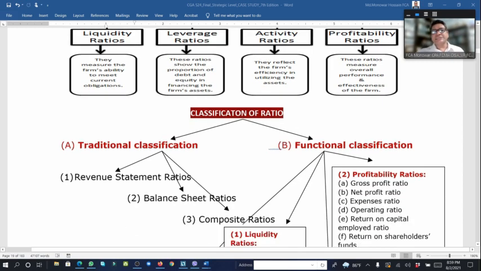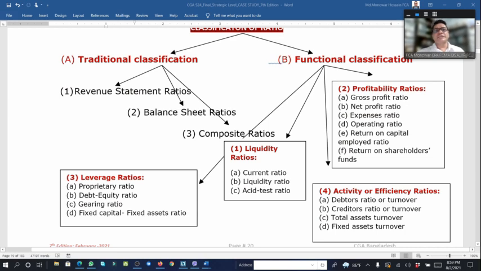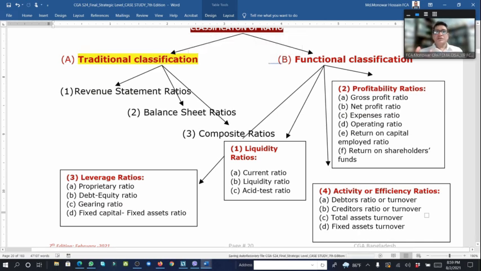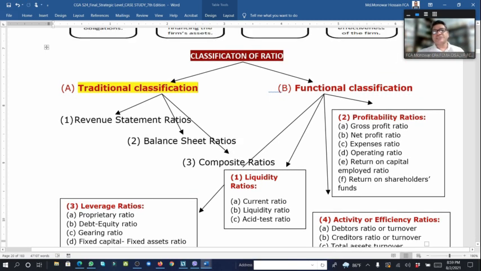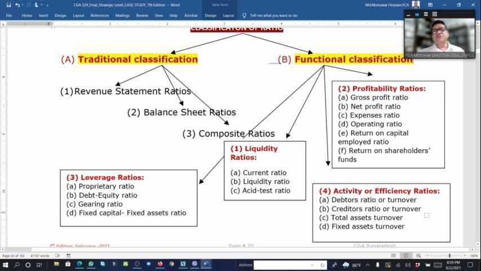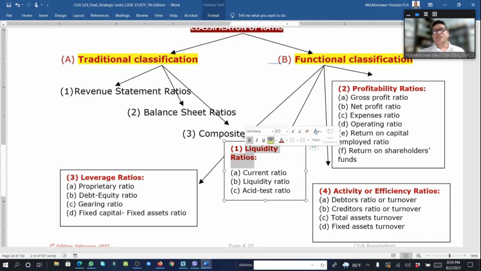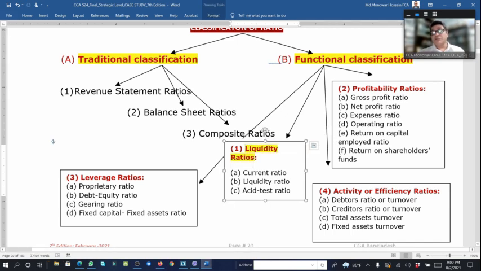And if we classify it, there is a different way we can classify it. Sometimes we can get the traditional classification. Traditional classifiers come from revenue statement ratio, balance sheet ratio, composite ratio. But we are very much familiar at this moment with functional classification. Based on the function, what is that? Liquidity ratio. What is the liquidity ratio? There are three types of liquidity ratio: current ratio, liquidity ratio, asset ratio, and profitability ratio.